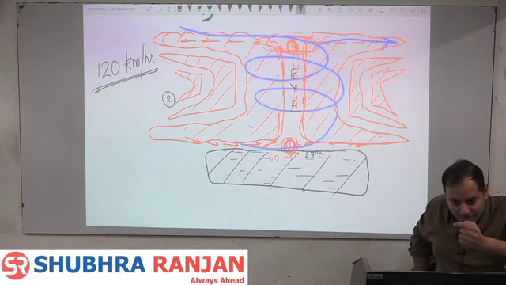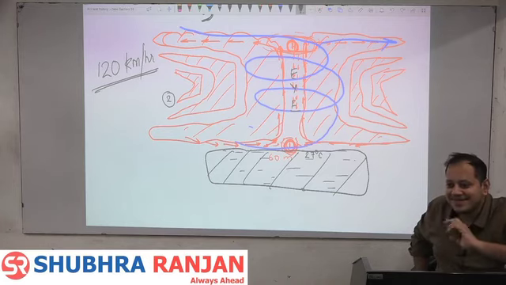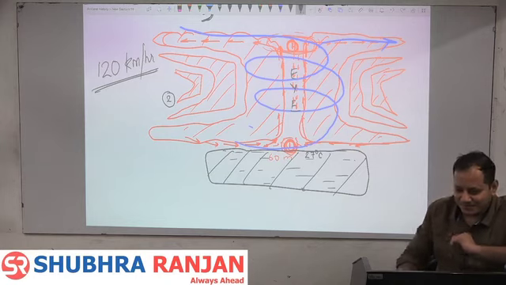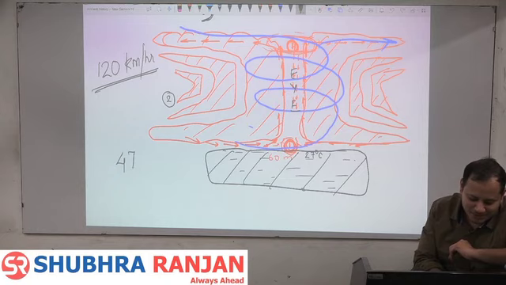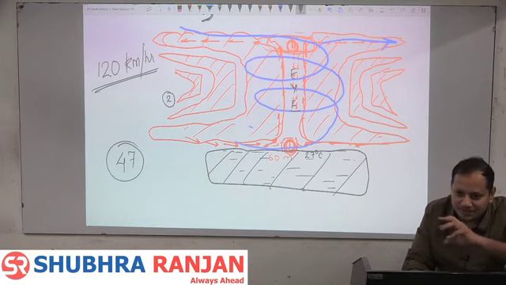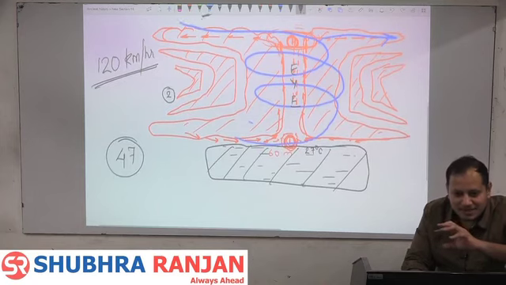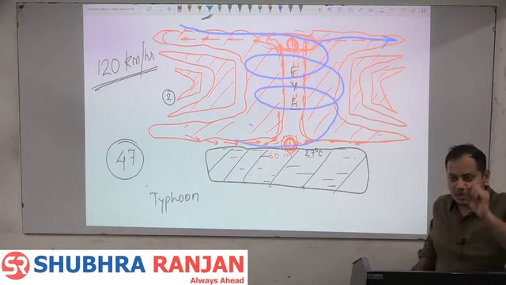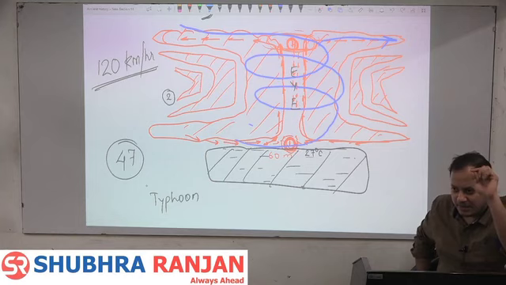Which tropical cyclone is in the news right now in Japan? What? It is in today's newspaper. The death toll has crossed 47. Now 47, today's Hindu: Hagibis. Fine, that is the tropical cyclone that is in the news. And why is it coming in the news? It is coming as a typhoon. Why? Because tropical cyclones are known by different names in their regions.